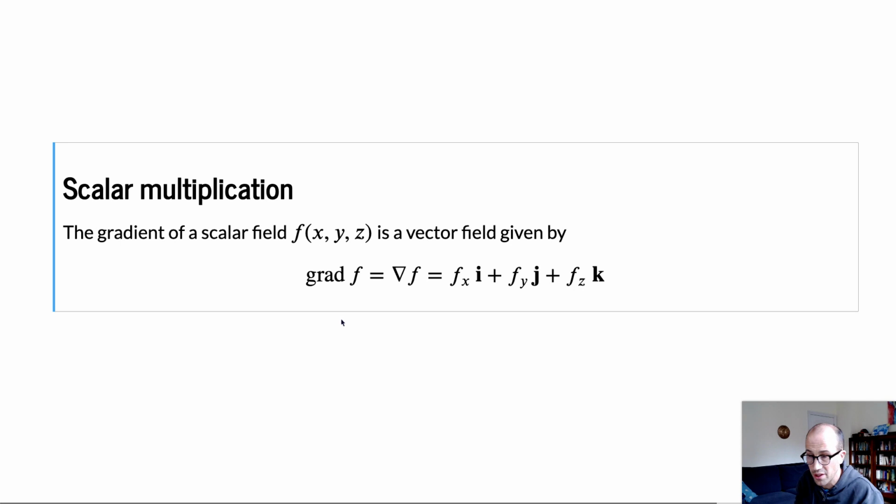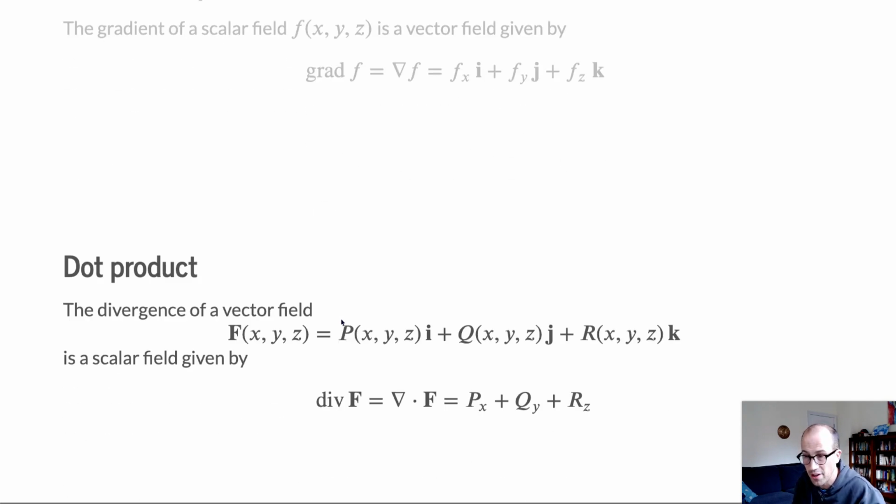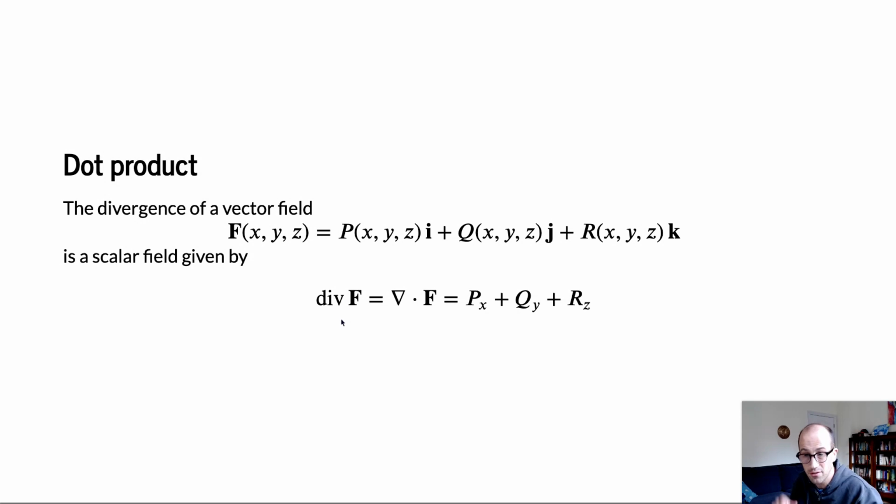Why did I introduce that? Because now let's take the same del operator and look at the dot product. So what can I dot? I can dot vectors together. But now in this context, the vectors I'm going to dot are that vector operator del.